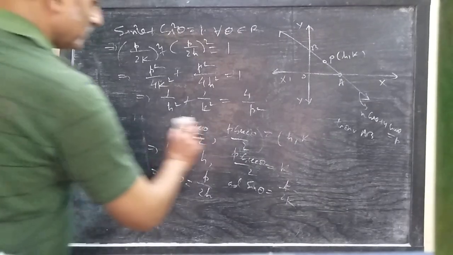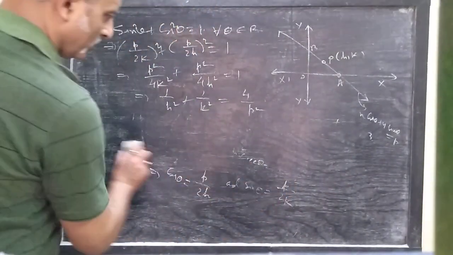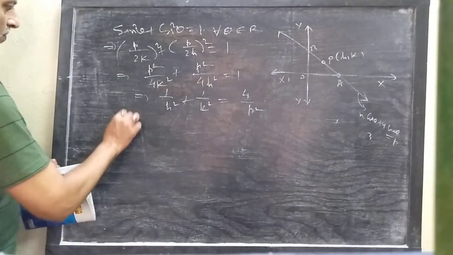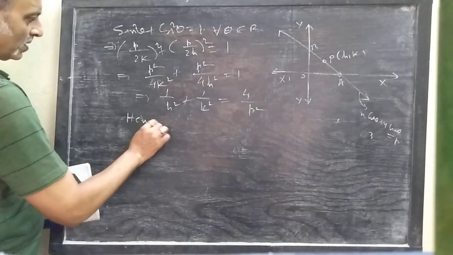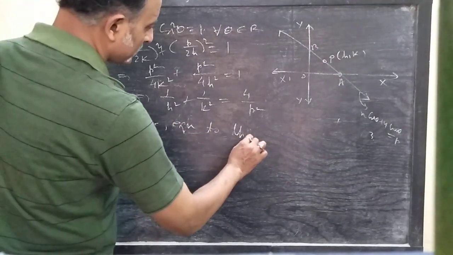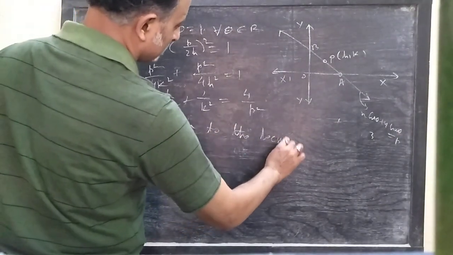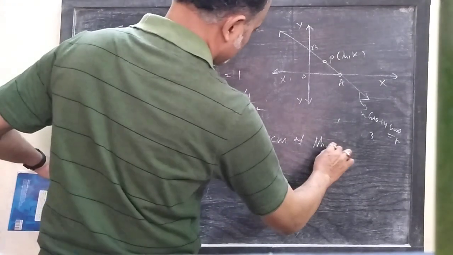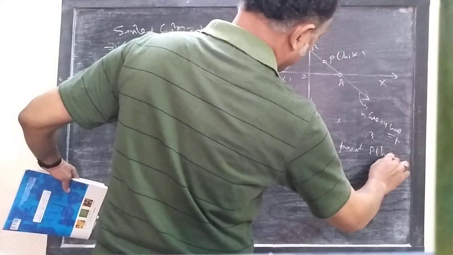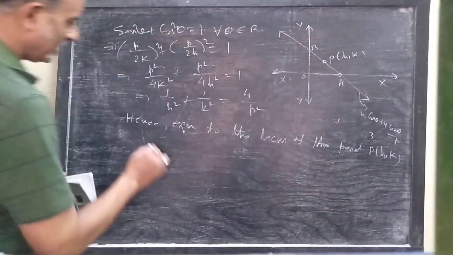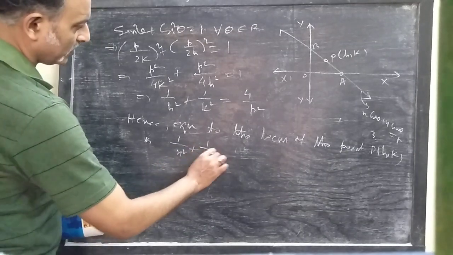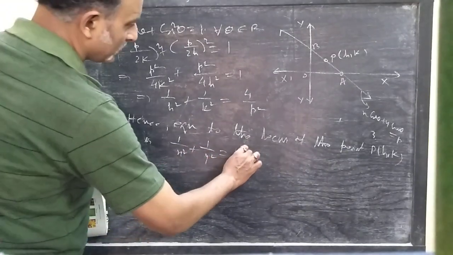So hence the equation to the locus of the point P(h, k) is 1 by x square plus 1 by y square equals 4 by p square.